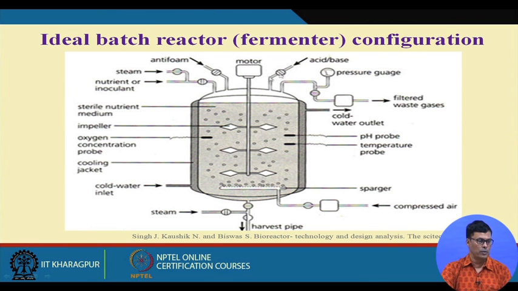We have the provision for acid and base addition in the reactor to maintain the pH. The reason is that microbial systems are very sensitive to the environment. As the pH changes, the growth of the organism might be hampered. So, if we want to control the pH, then we have this kind of arrangement, an acid-base addition system.